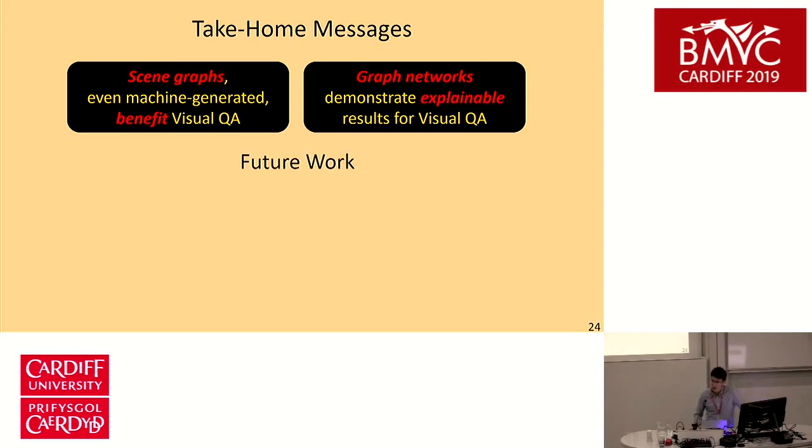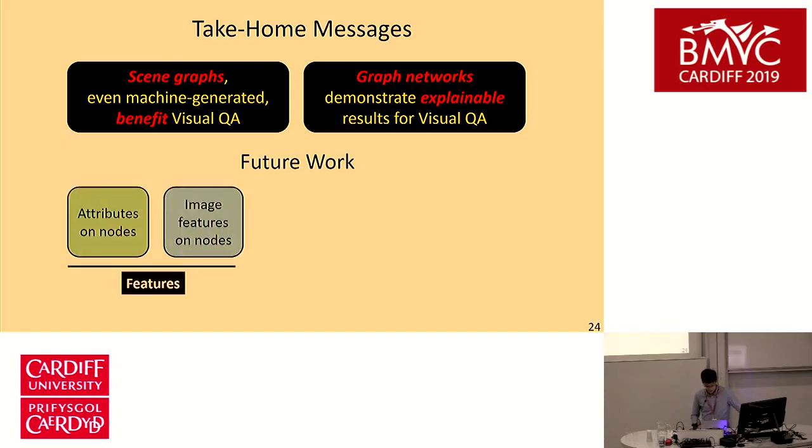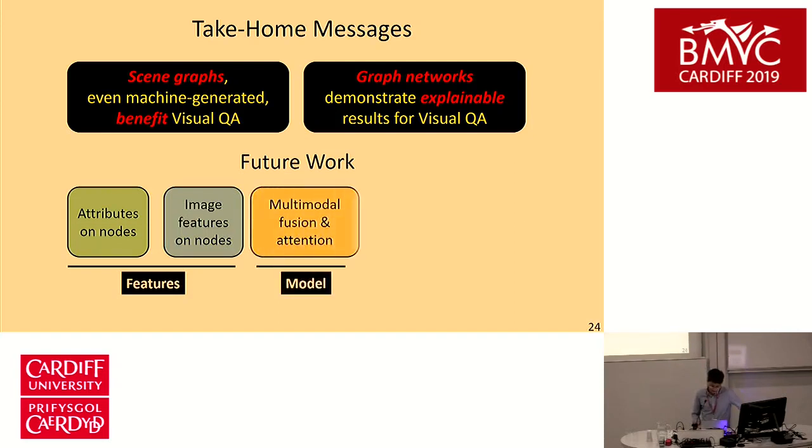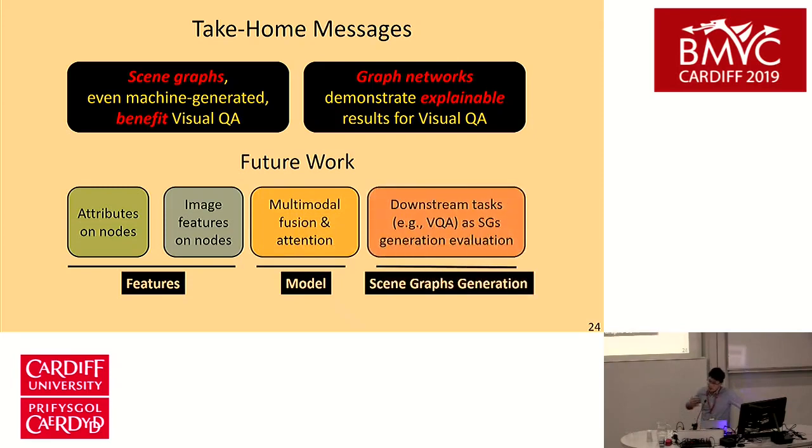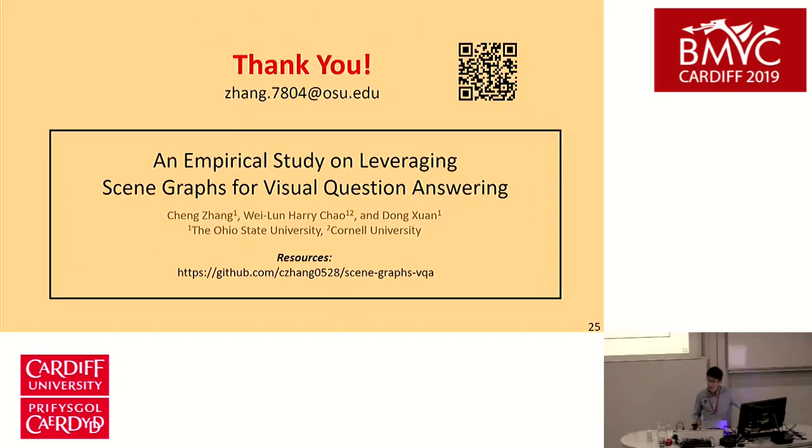For future work, we think there are some directions to make this pipeline more competitive. For example, we can enhance the scene graph by adding attributes and image features on nodes. And we can work on the graph network with current techniques like multi-modal fusion and attention. And also we think maybe VQA is a more real-world task to evaluate scene graph generation. Okay, this is the end of the talk, and thank you.